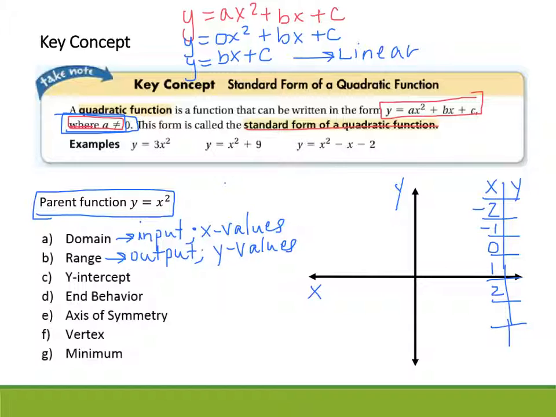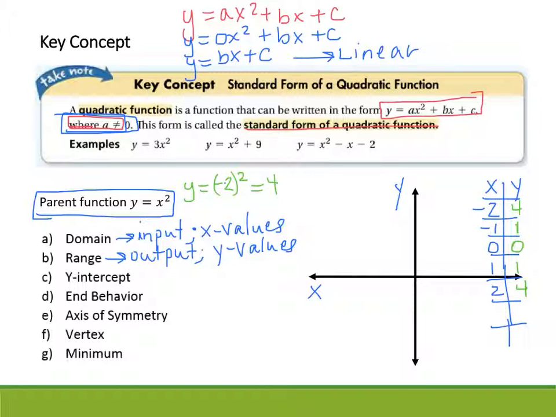Now, if I put in -2 into that function, I'm going to be placing it in there as y equals -2 in parentheses squared. And since a negative times a negative is a positive, that's a +4. The same will happen with negative 1. When I place negative 1 in for x, then the negative 1 goes in parentheses, and negative 1 squared is negative 1 times negative 1, which is positive 1. 0 squared is 0. 1 squared is 1, and 2 squared is 4.